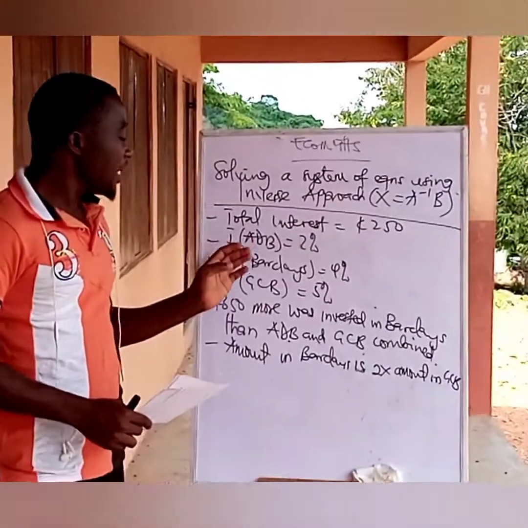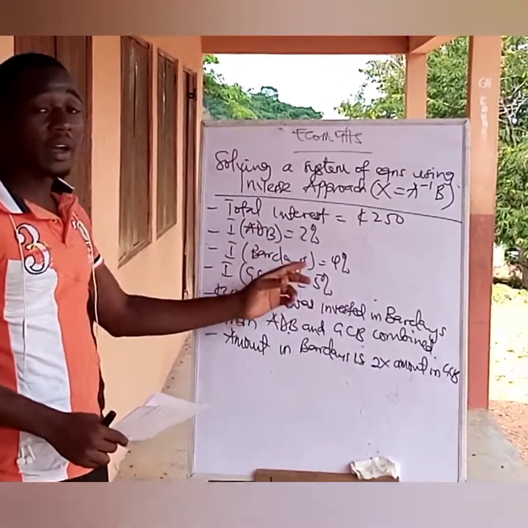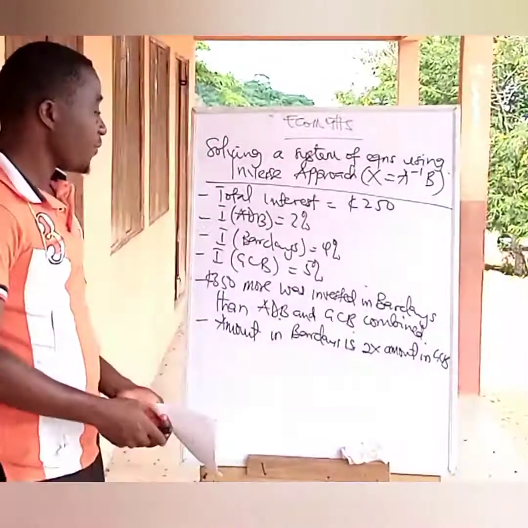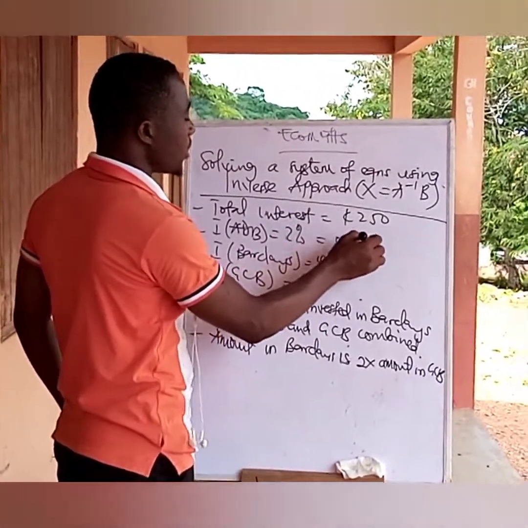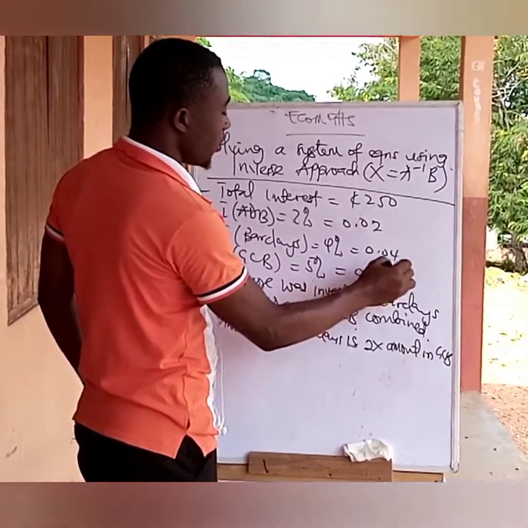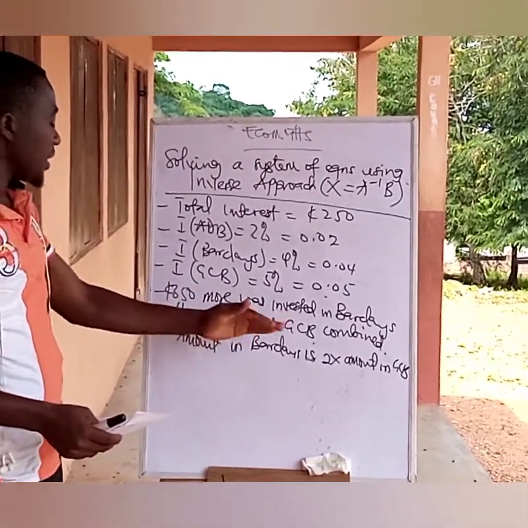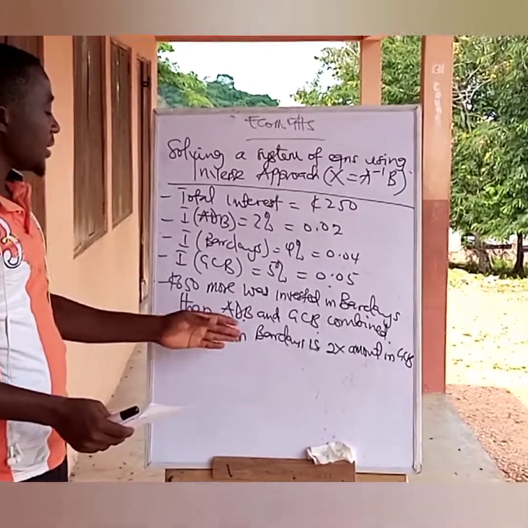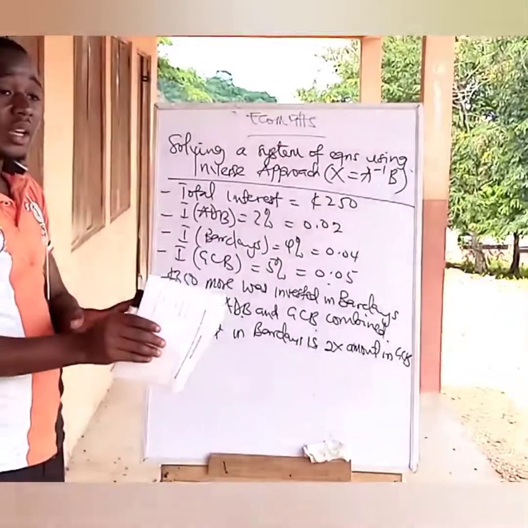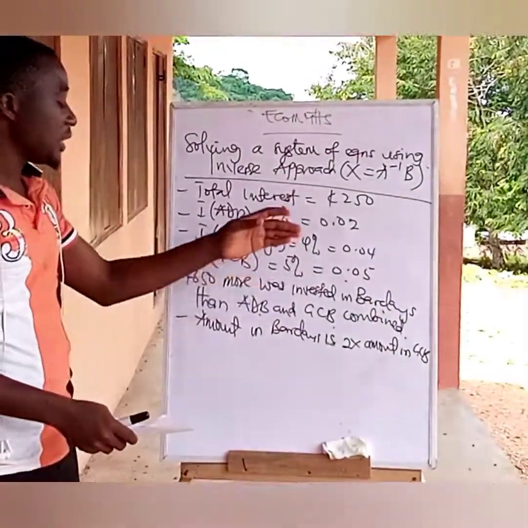And then the various interest rates are the ones I've represented. For ADB you have 2%, for Barclays you have 4%, and for GCB we have 5%. When you change them to decimals, you have 0.02, 0.04, and 0.05. And it went on to tell us that 350 more was invested in Barclays than in ADB and GCB combined. So when you put the amounts invested in ADB and GCB together, you have to add 350 to it in order to get the amount invested in Barclays.